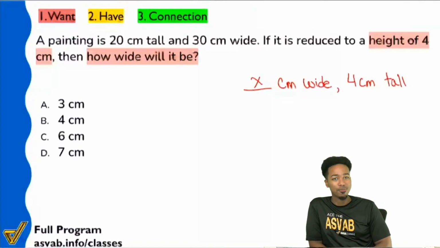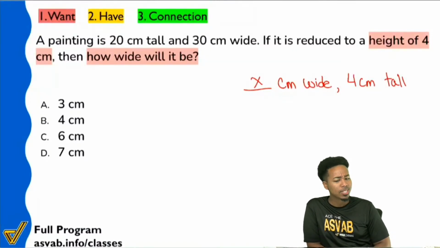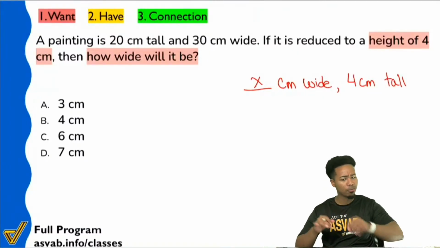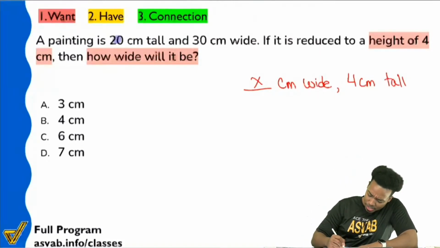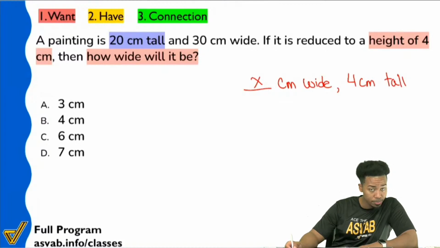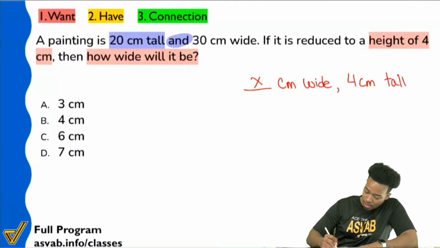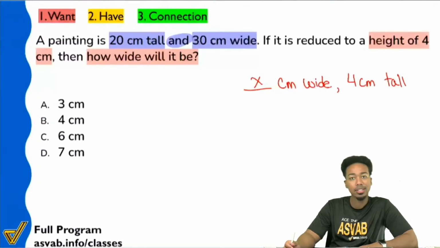Right, exactly, Junior. The word wide was the key to setting up that comparison. So now that we're here, we're looking back at the information. Let's see what we can pick apart from the problem. And we're taking a look. I see that it says the painting is 20 centimeters tall and 30 centimeters wide.